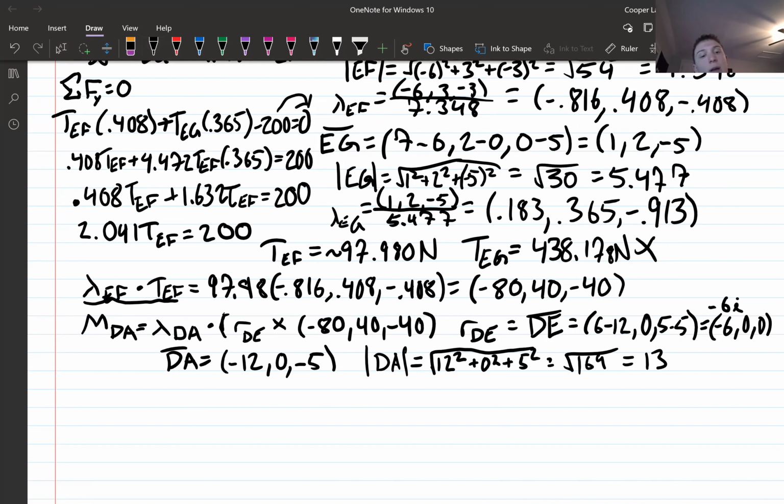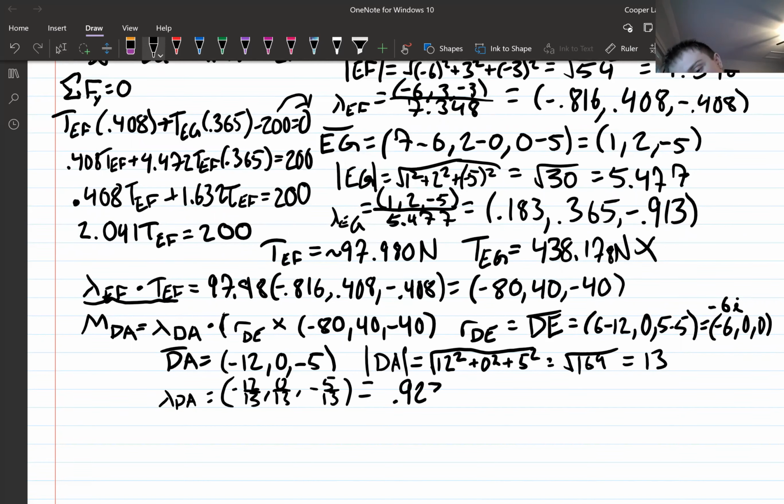Now I'm going to calculate my lambda dA, which gives me negative 12 divided by 13, comma 0 divided by 13, comma negative 5 divided by 13, which when I do that out, equals approximately negative 0.923, of course, comma 0, comma negative 0.385. Now I'm going to solve for my m of dA.